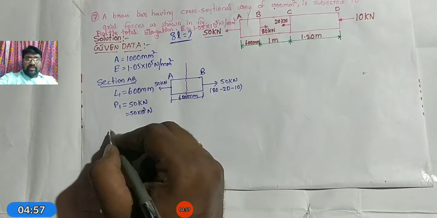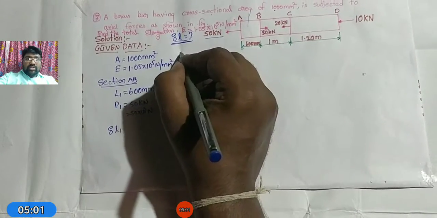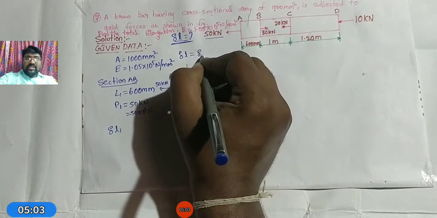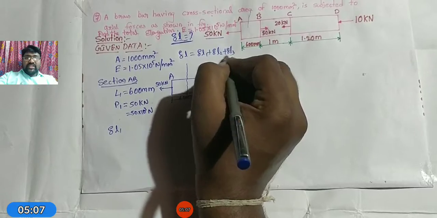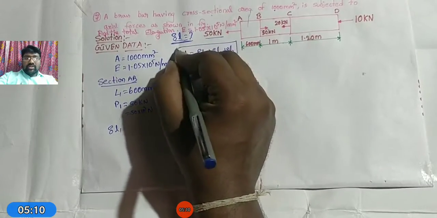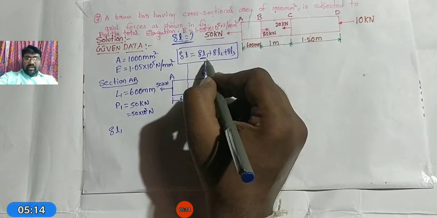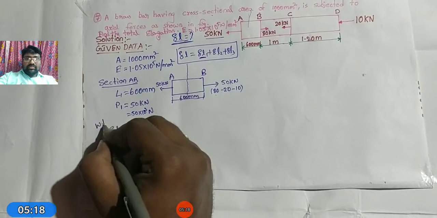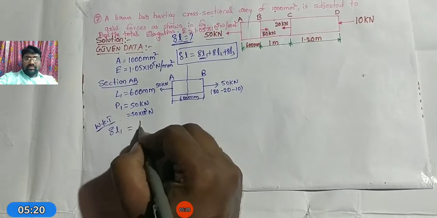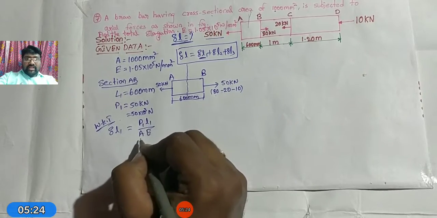Based on this, we calculated P1 equals 50 kilonewtons, converted into newtons, that is 50 into 10 cube newtons. Next, calculate the change in length. Total change in length means delta L1 plus delta L2 plus delta L3. We have to calculate the change in length individually, so first we calculate the change in length in section 1, that equals P1 L1 by A1 E.